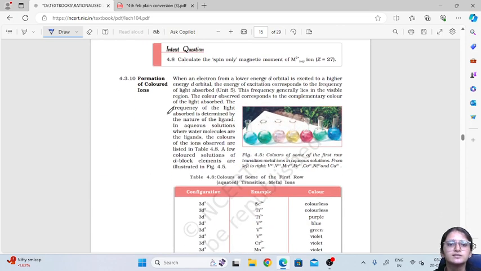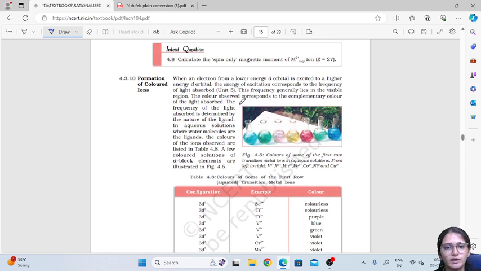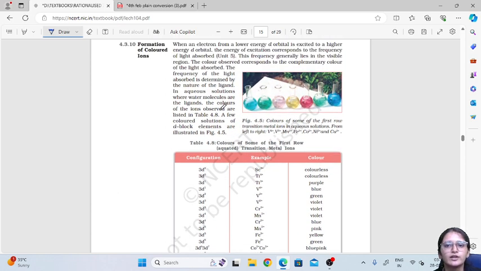Okay, next thing is the color of complex formation. See, color formation is also due to unpaired electrons, that you have to remember. Now why do we see colors here? Because when an electron from a lower energy d orbital is excited to a higher energy d orbital, the excitation corresponds to the frequency of light absorbed, and it lies in the visible region. So that's why we can see the color. The color corresponds to the complementary color. The frequency of the light absorbed is determined by the nature of the ligand. Now, ligands we will study in the coordination chemistry chapter. So there you will understand.